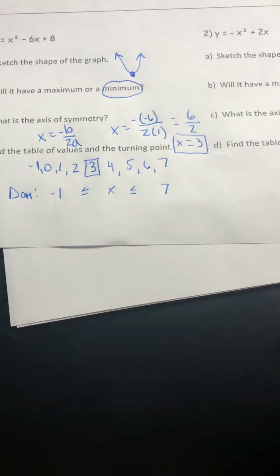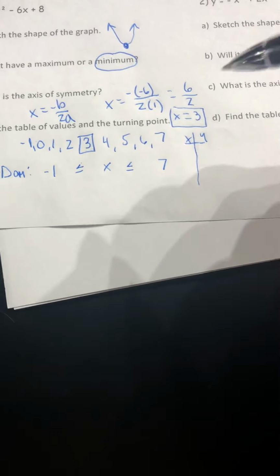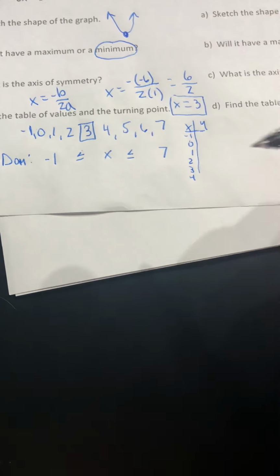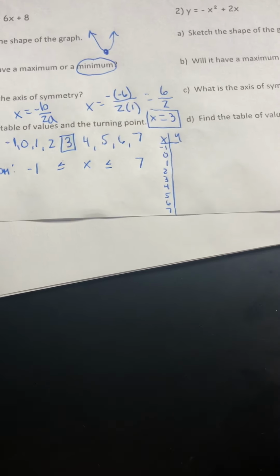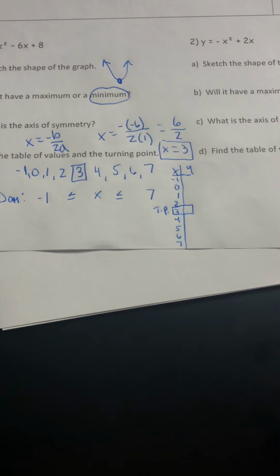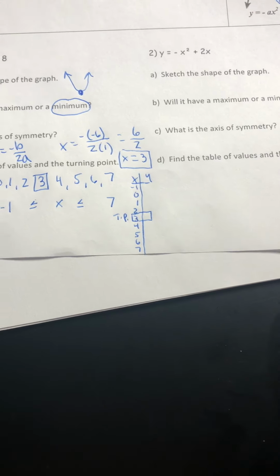Now, if we were going to graph this, our table would be x and y. We would take all of these x values, which are from negative 1 to 7. So negative 1, 0, 1, 2, 3, 4, 5, 6, and 7. So that's a table that we would use. Our turning point is the combination of our axis of symmetry and the corresponding y value. Once again, the turning point is where it changes direction. Now we can do that by hand, but we can also use our calculator.